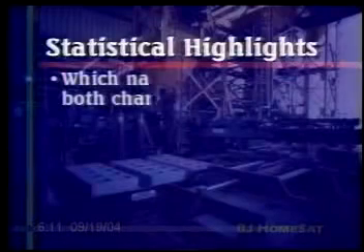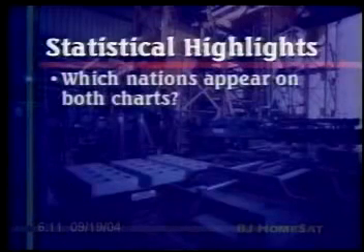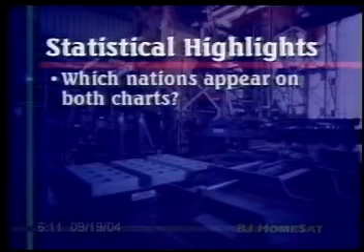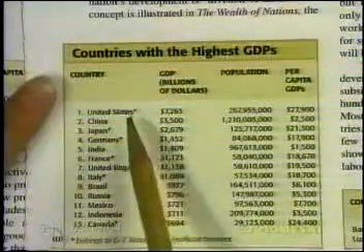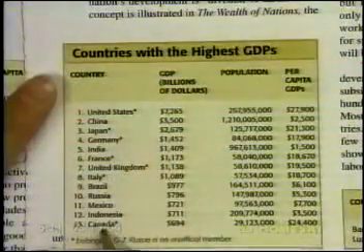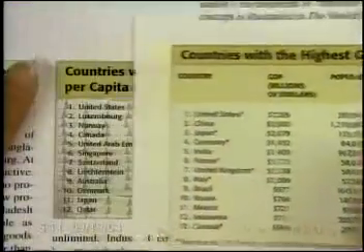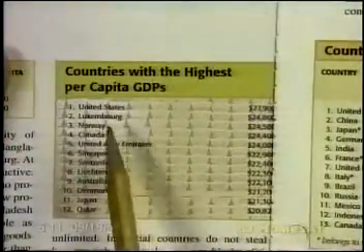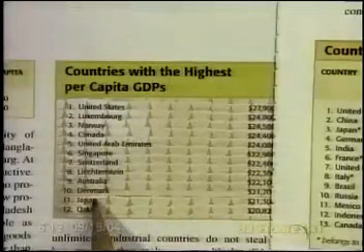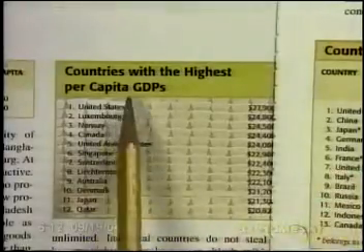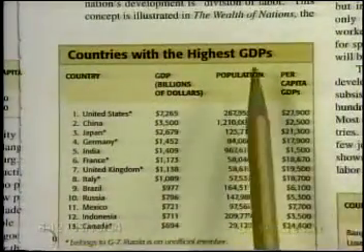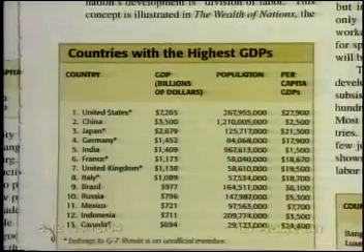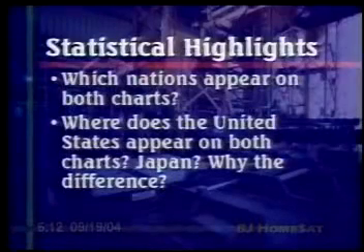Which nations appear on both charts? Okay, on this chart we have the United States, Canada, and Japan. Those three also appear, United States, Canada, and Japan. Those are the only three that appear on both charts with the highest per capita GDP and the highest GDP. Okay? Now, where does the United States appear on both charts? Where does Japan appear on both charts? And why is there a difference?